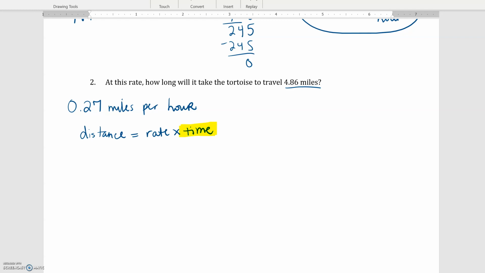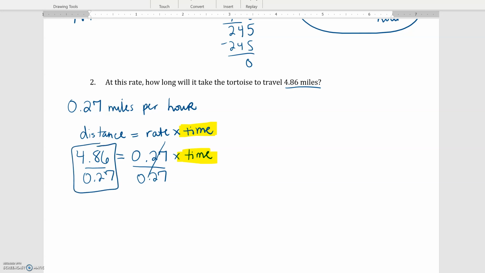I know my distance that I want to go, which is in the problem, which is 4 and 86 hundredths. And I know my rate for number 1, which is 27 hundredths. And I still don't know my time. To find my time, I need to divide both sides by 27 hundredths. So, therefore, to find my time, I need to work out this math problem here.